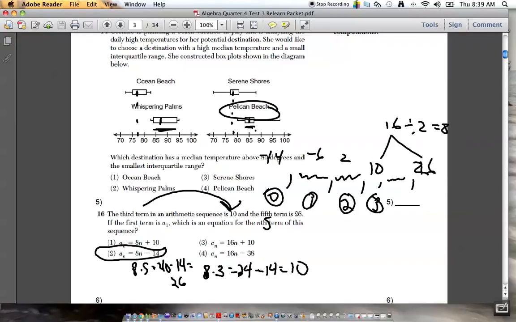So if you don't feel comfortable with the analytic way to approach it, try all the choices, see what you come up with.